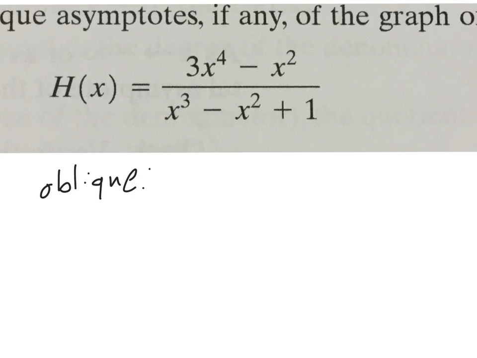which just means it's some slanted line, right? It's a line with slope. It's not horizontal. It's not vertical. It's somewhere in between those, all right? And to find where it occurs, we are going to do long division.